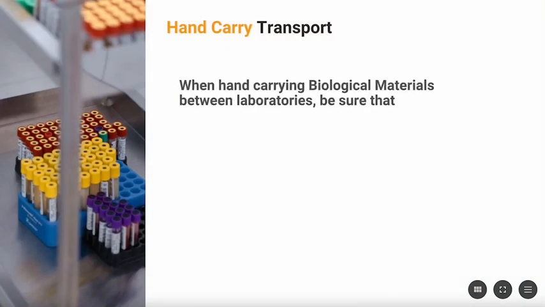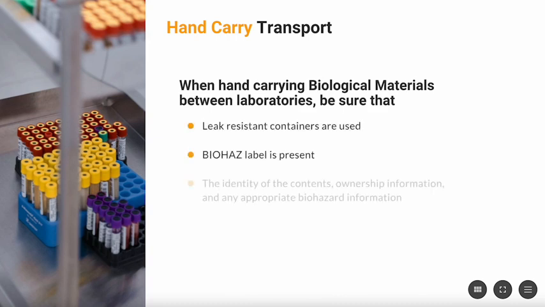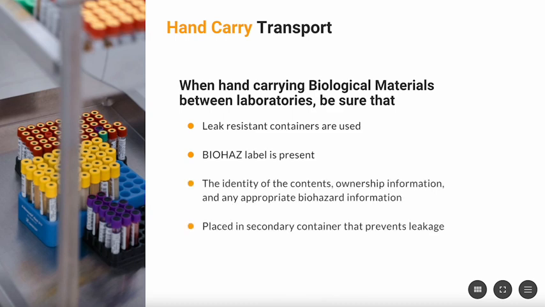Hand-carrying biological materials between laboratories can pose a risk if not done properly. To ensure safety, it is important to use leak-resistant containers and ensure that they are properly labeled with a biohazard label. The label must include the following information: the identity of the contents, ownership information, and any appropriate biohazard information.